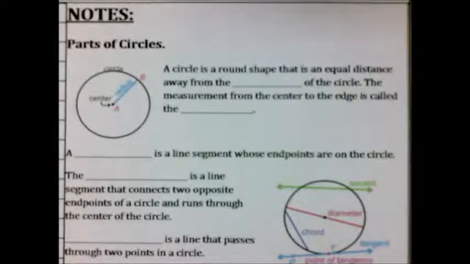Now, the first thing is that a circle is a round shape that is an equal distance away from the center of the circle, okay? We call that very middle part the center of the circle. Pretty self-explanatory, right? The measurement from the center to the edge is called the radius. And you guys remember that. It's just the distance from the very center of the circle to the edge of the outside.